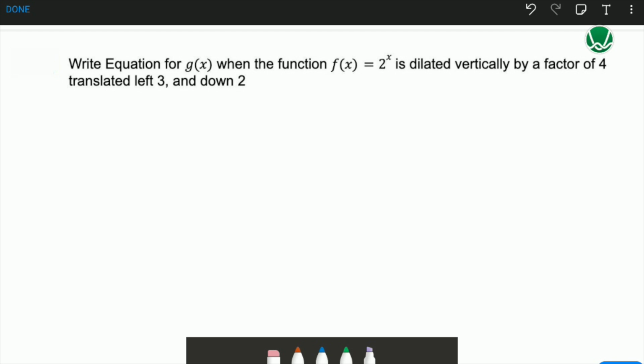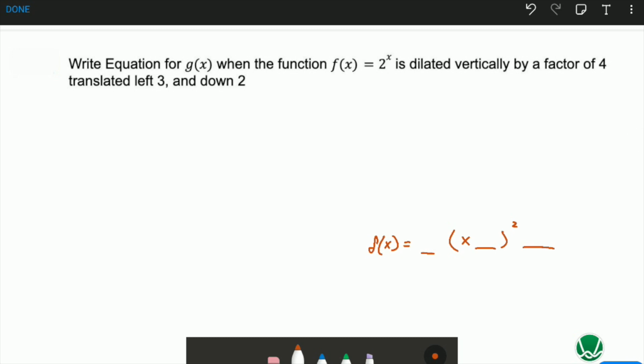So in this example, we are going to be writing the equation for g of x when the function f of x equals 2 to the power of x is dilated vertically by a factor of 4 and translated left 3 and down 2. Now, a lot of times when we write equations using transformations, we might have something sitting there. We might have something inside with x, and we might have something outside. That's typically the format when writing equations with transformations.